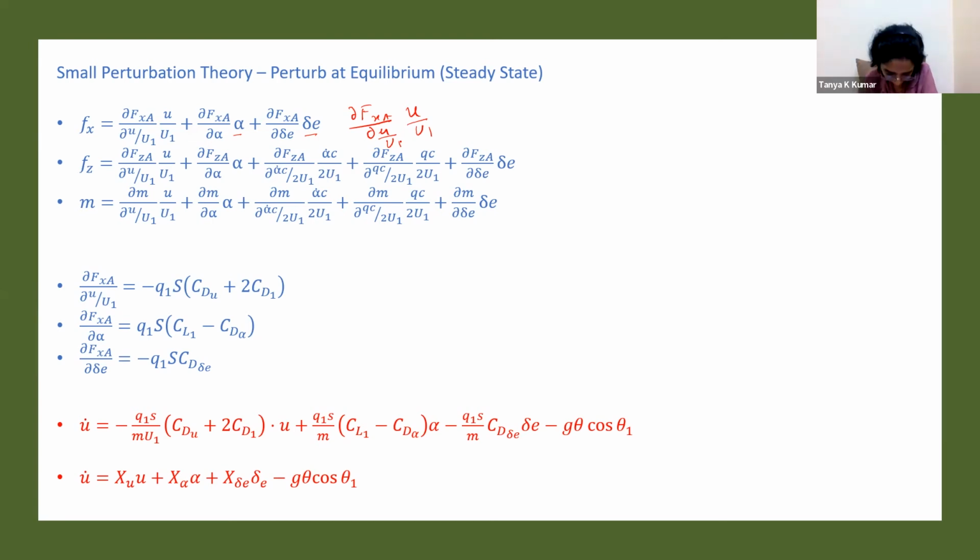So Fx is a function of u, alpha, and delta E. In the x direction, though there are terms that involve alpha dot and q, they are negligible and we are neglecting them. In the z direction, we cannot do that. You have Fz that is dependent on u, alpha, alpha dot, q, and delta E.